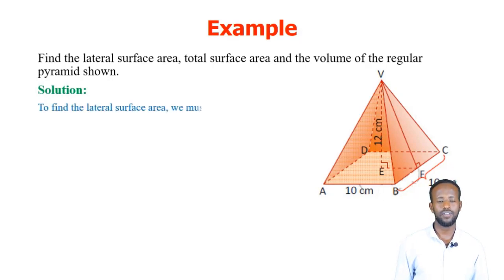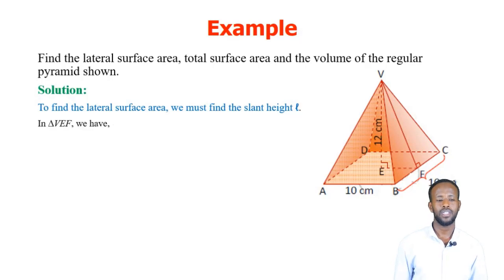To find the lateral surface area, we must define the slant height, isn't it? Because lateral surface area is equal to half of perimeter times L. Do we have the slant height here? We don't have, but we can find it easily, because by Pythagoras theorem, we can find the slant height.